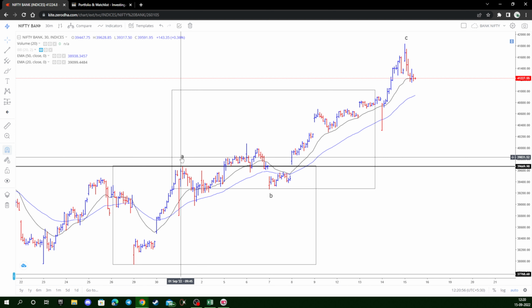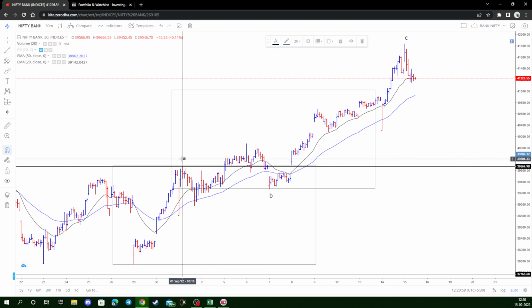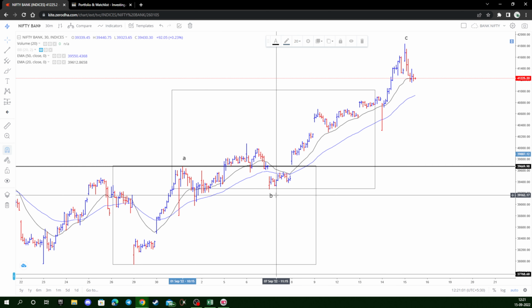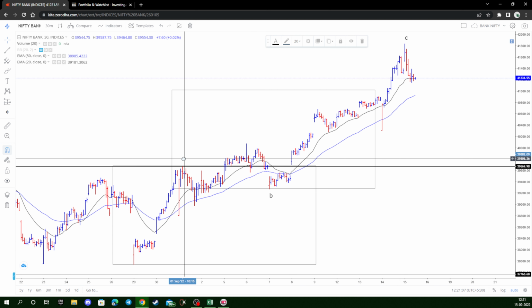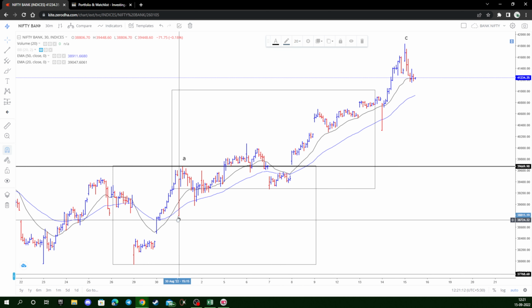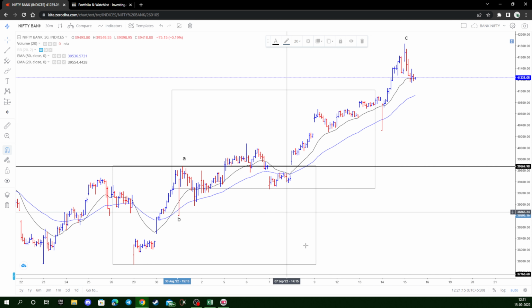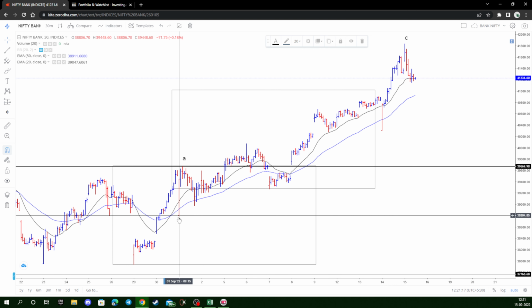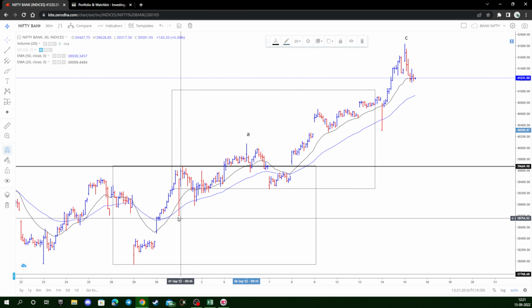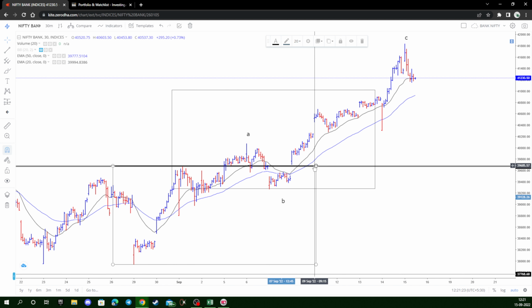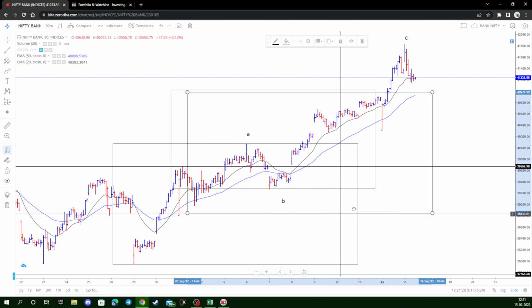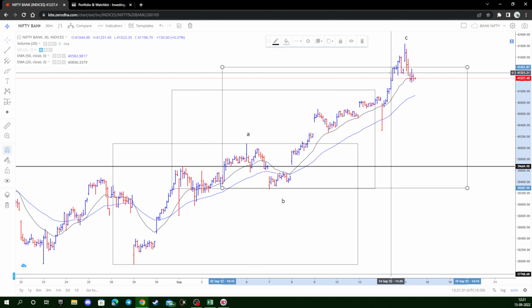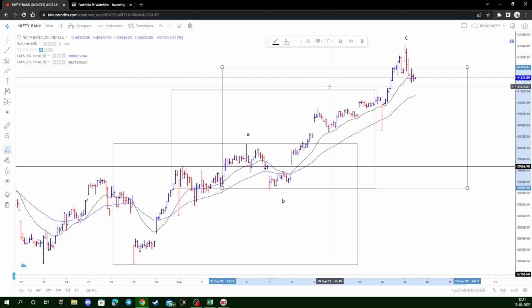A few days ago I had this thought whether I should label this as a wave A and this as an ABC being wave B. Since this move has got extended, there is a possibility that I can take this as a wave A and this as wave B, and in the wildest of counts I can take this as a 1, 2, 3, 4, 5. Even this is possible, or I can take this as a wave A and this as wave B, wherein since the wave A is a bit extended, the length of C might get extended as well, which might take us towards the top levels of around 41,400.